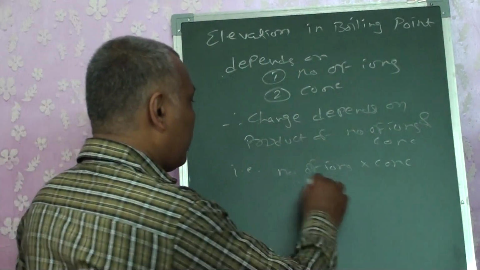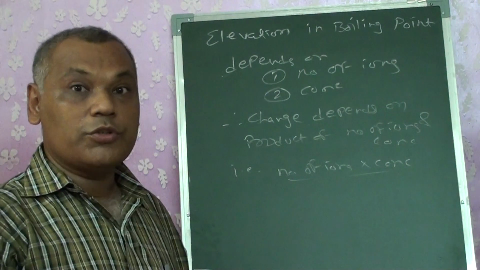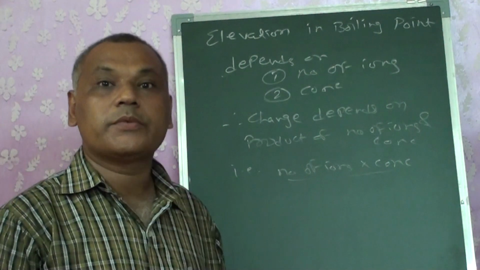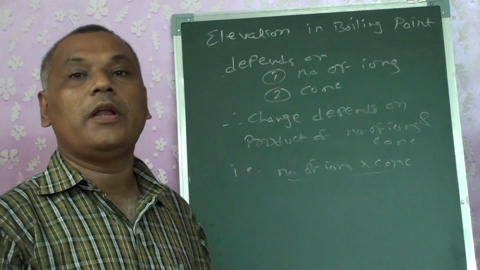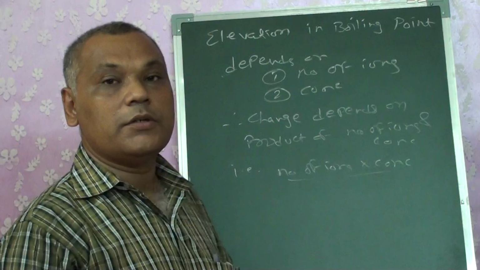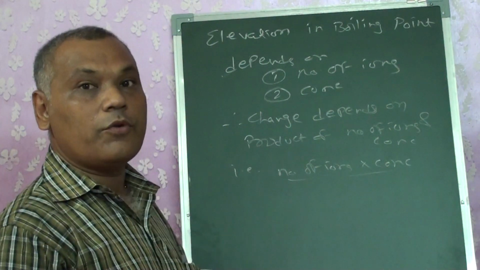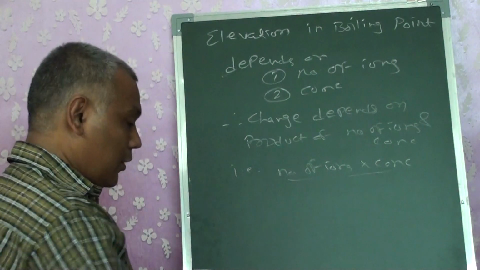So whenever we check objective questions, a question asked many times is which of the following compounds will have higher boiling point. To calculate it, the factor to use is number of ions into concentration.